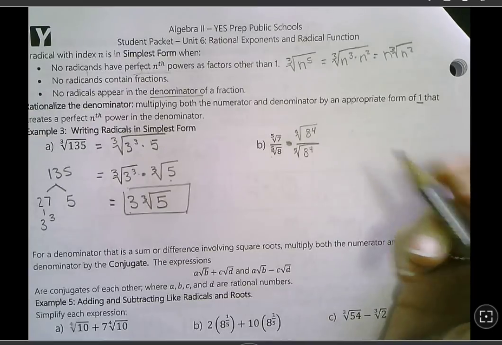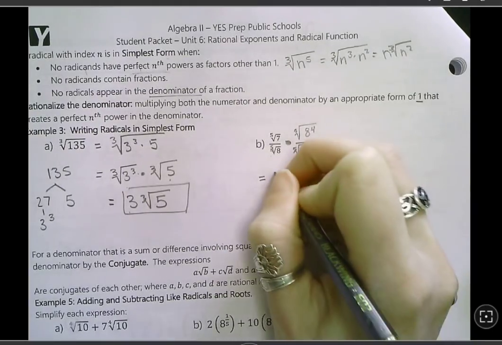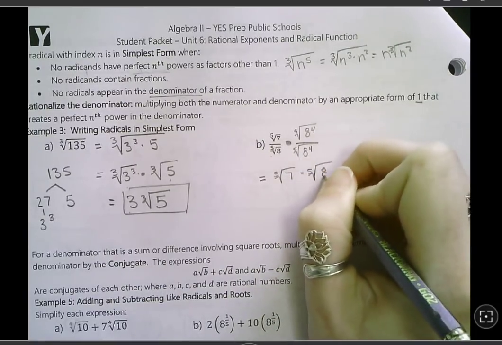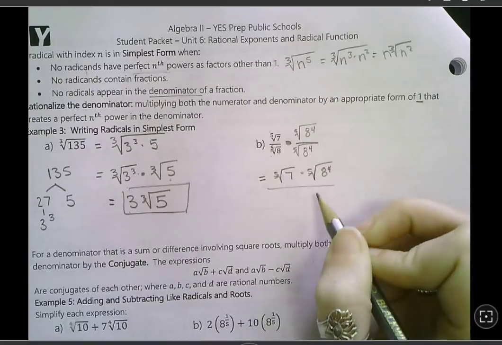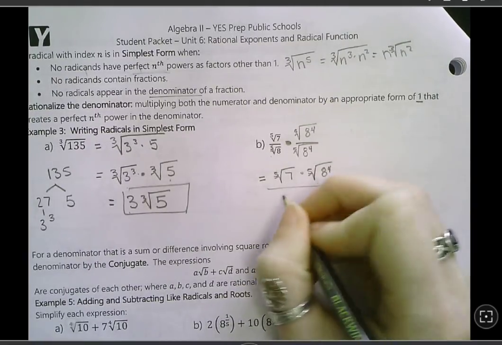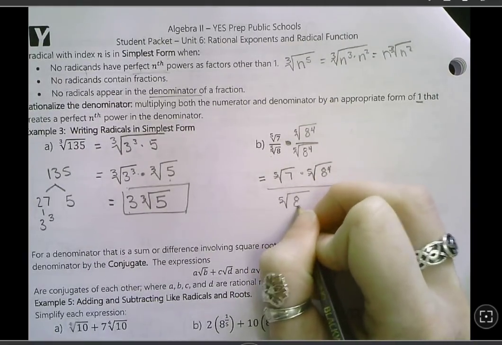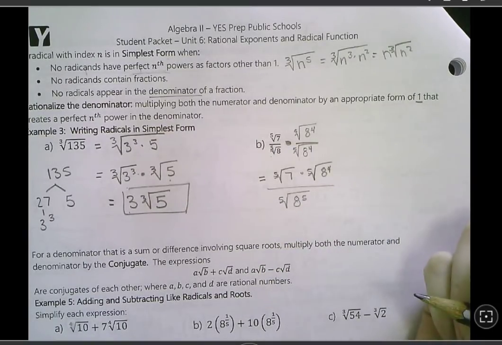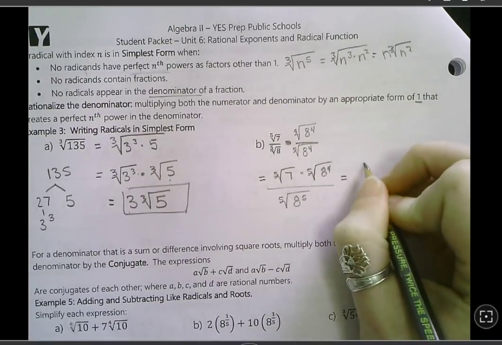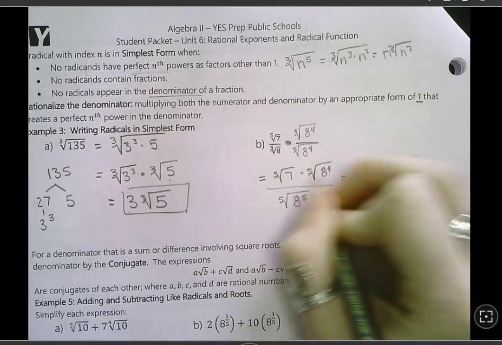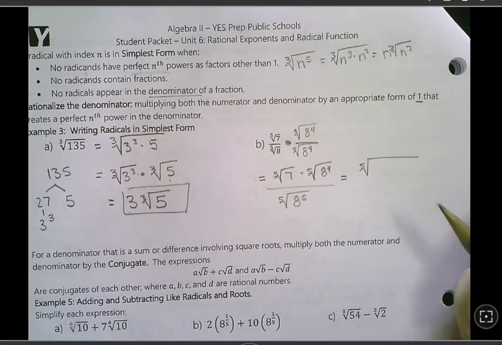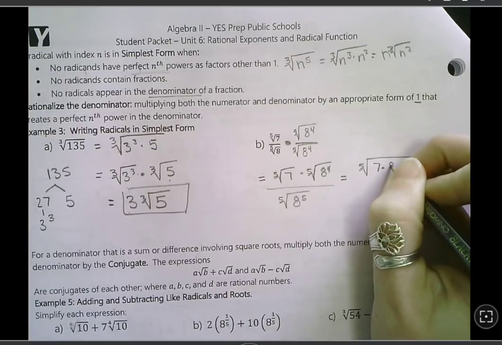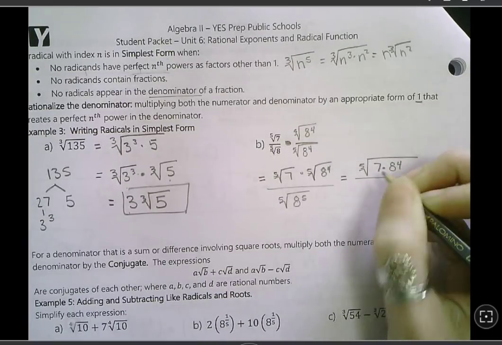And rewrite my equation. So from here, we would have the 5th root of 7 times the 5th root of 8 to the 4th, divided by, well, now I have the 5th root of 8 to the 5th. Those cancel each other out, leaving me behind with an 8. So this is equal to the 5th root. I'm going to combine these two here. I have a 7 and I have an 8 to the 4th. So 7 times 8 to the 4th divided by 8.